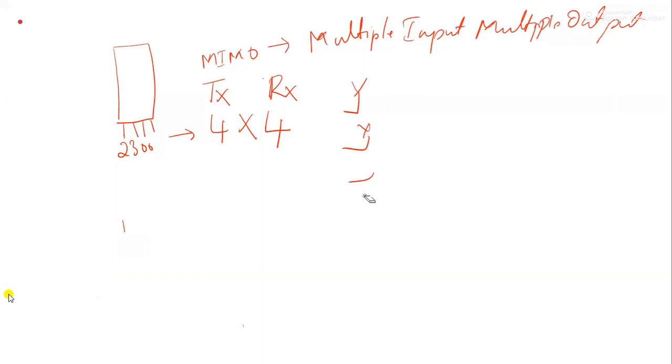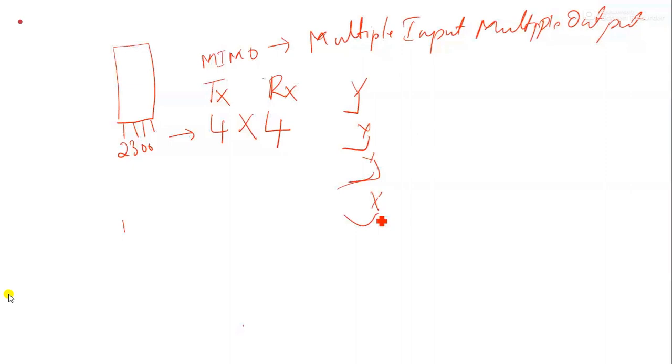So let's take this example. I have 4 antennas here at the transmitter, that is an input. What about at the mobile end? Typically, we don't see any mobile having 4 antennas. Typically, it will be only 1 antenna, or at maximum it might be 2 antennas. So I'll first stick to 1 antenna.